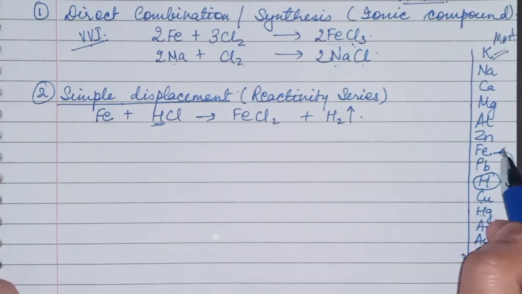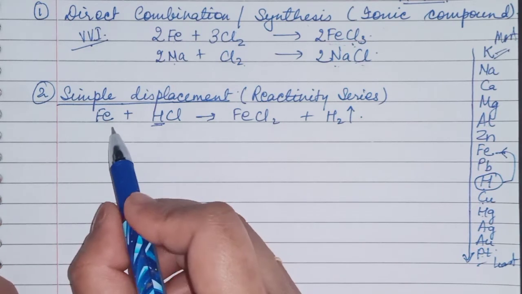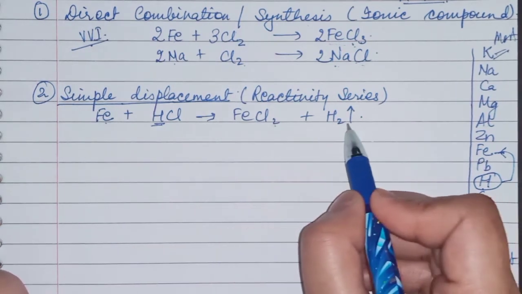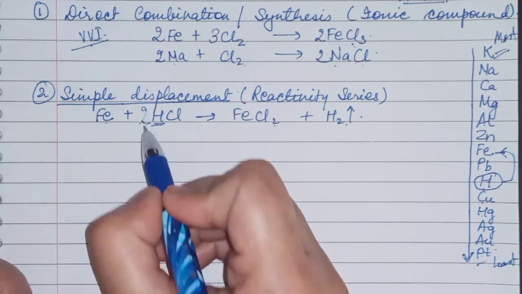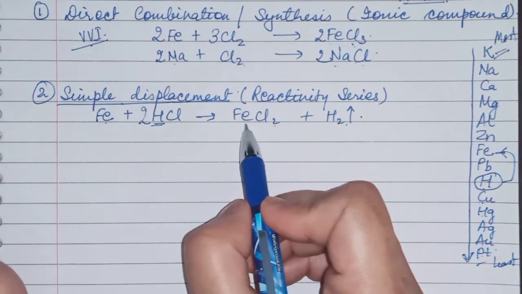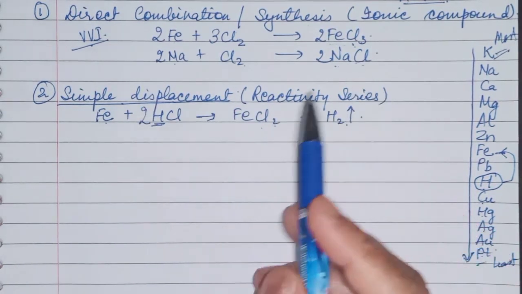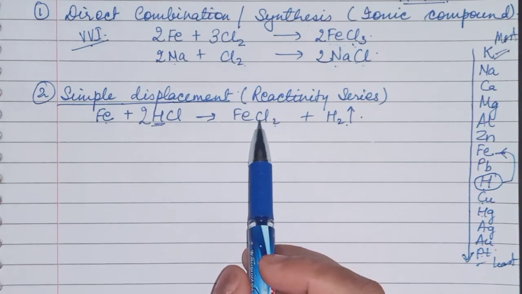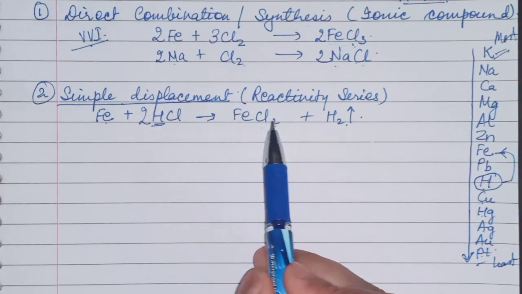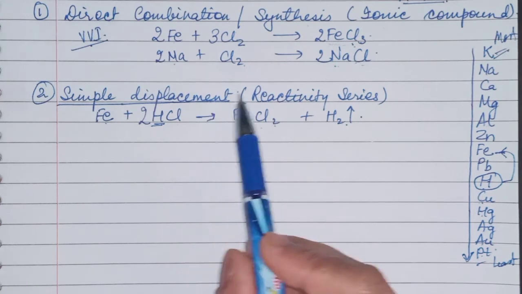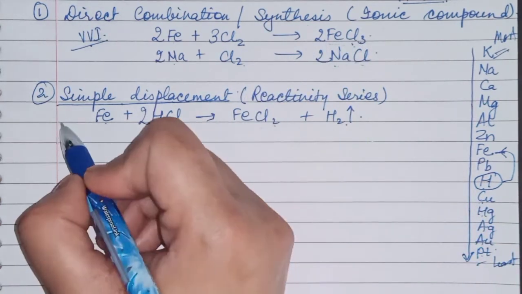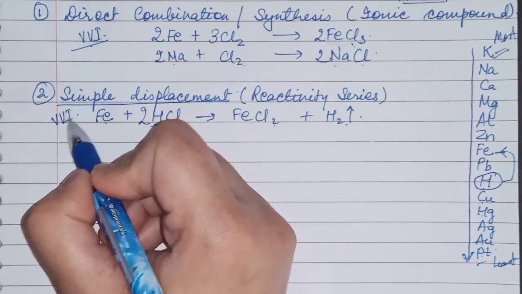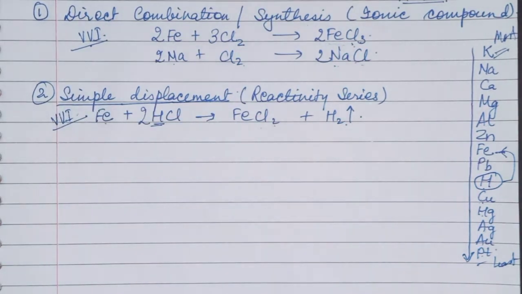Because it is above hydrogen, it is forming FeCl2 plus H2 hydrogen gas. So you have to balance this. Okay, so you will get FeCl2. If in the exam it is asked to write the name of preparation for FeCl2, you will write simple displacement, and for FeCl3 you will write direct combination or synthesis. Okay, this one is also a very, very important reaction.